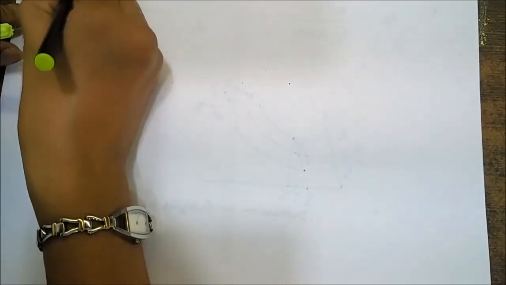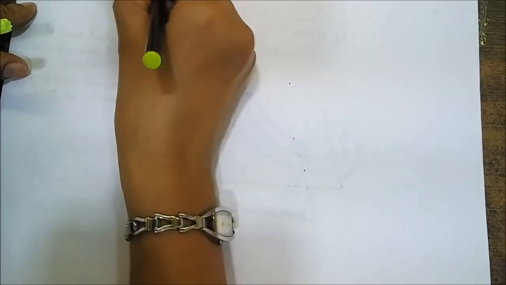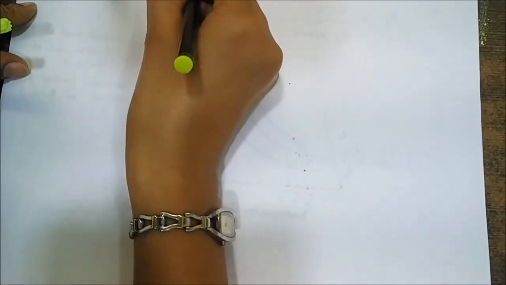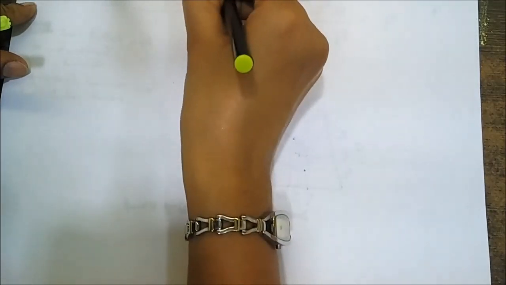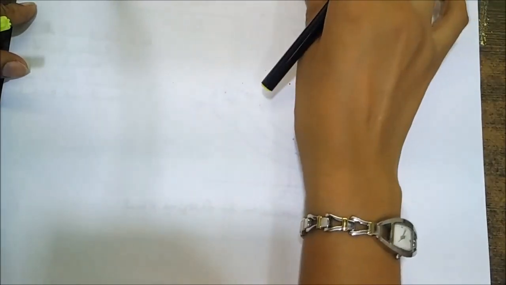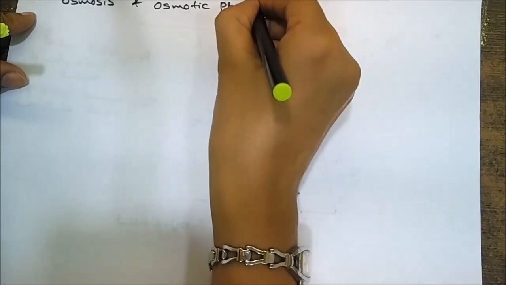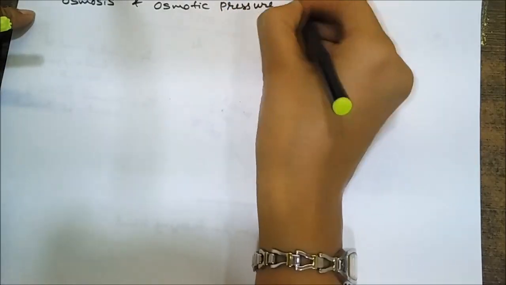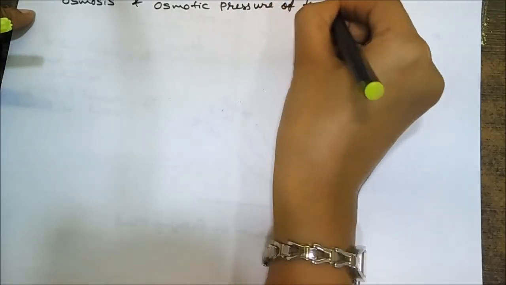The next colligative property is osmosis, or first we study what is osmosis. Osmosis and osmotic pressure of the solution.